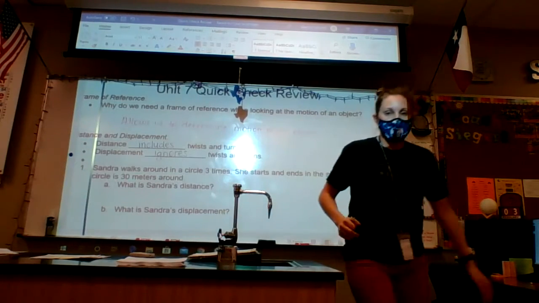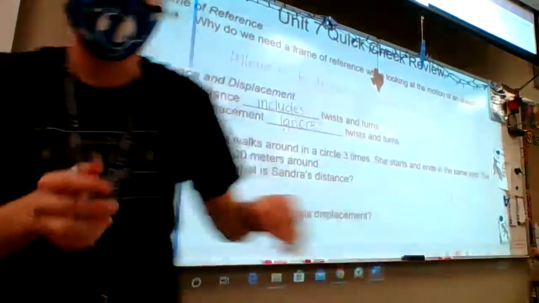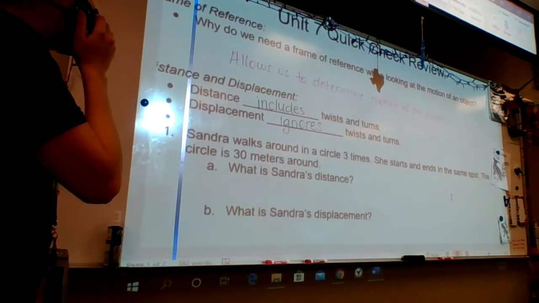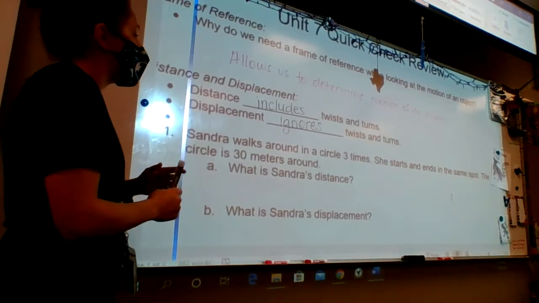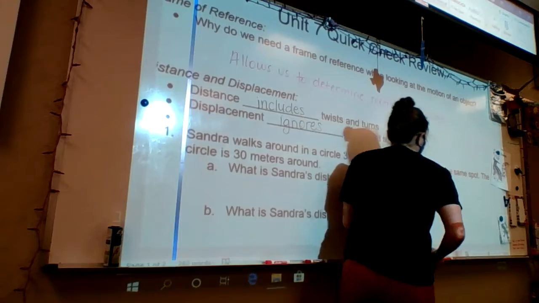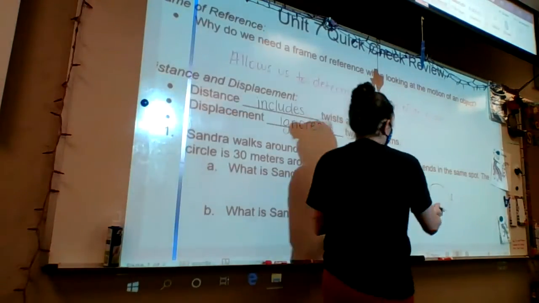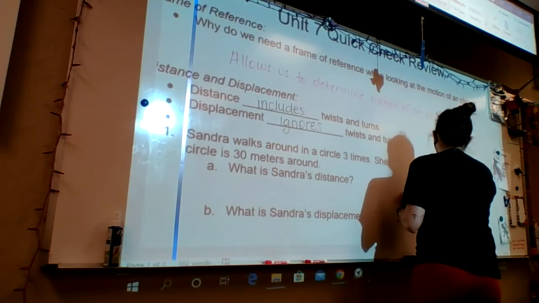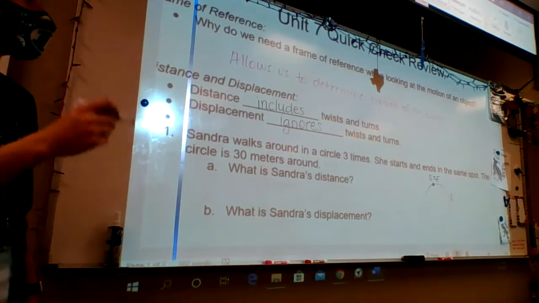They have a really bad glare, so let's see if I can fix that at all. That's better. Okay, so this question is about distance and displacement. Sandra walks around in a circle 3 times. Okay, so here's a circle. She walks around it 3 times. She starts and ends in the same spot. Say that she starts here and ends here. The circle is 30 meters around.